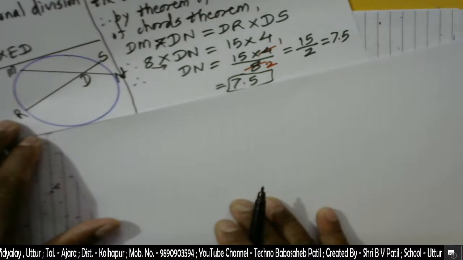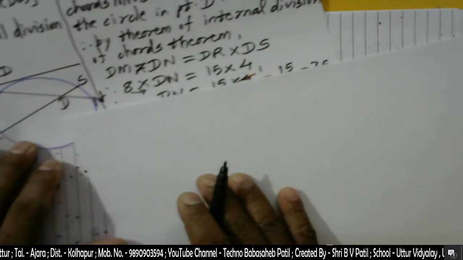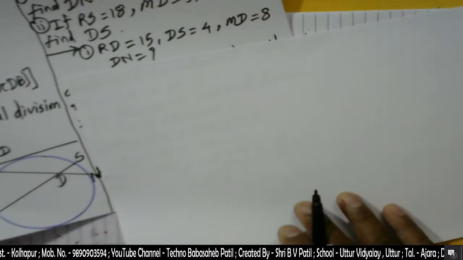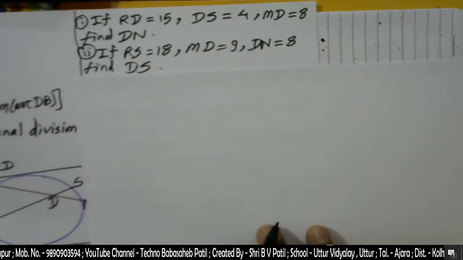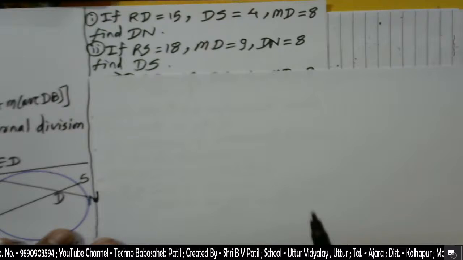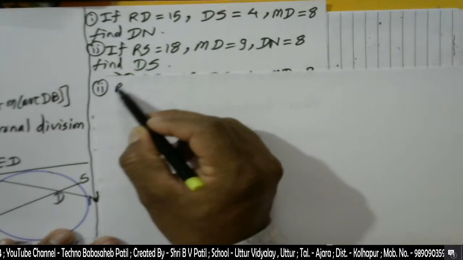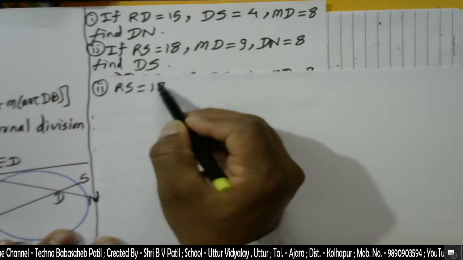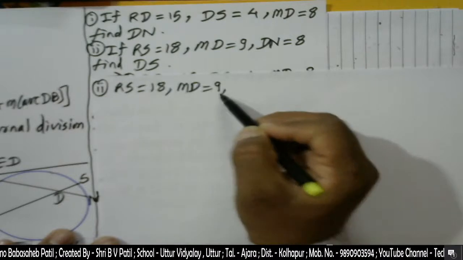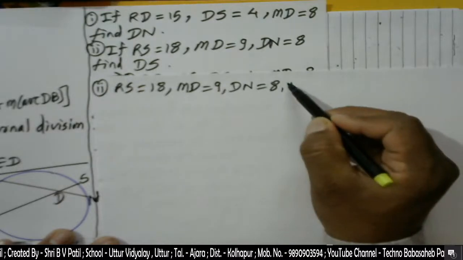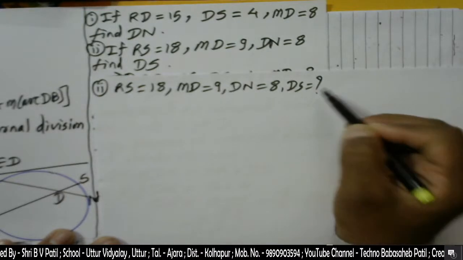Then here the second example, that is RS is 18, MD is 9, and DN is 8. DS is the asking question.